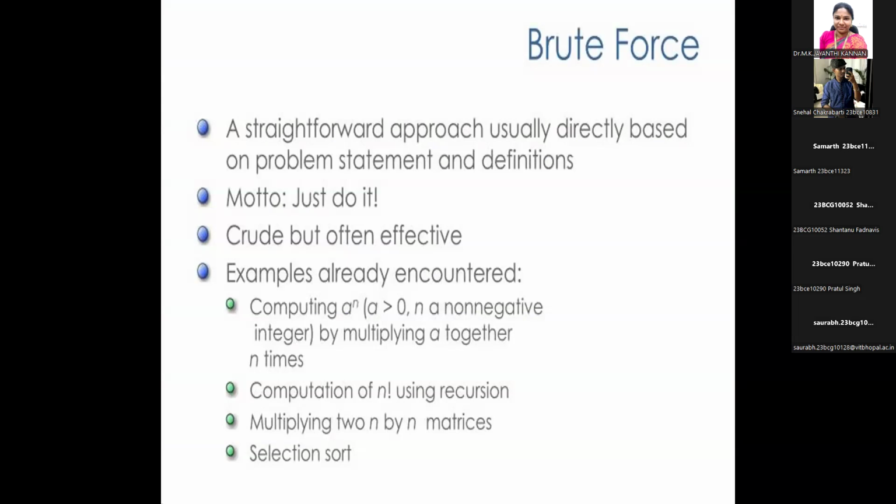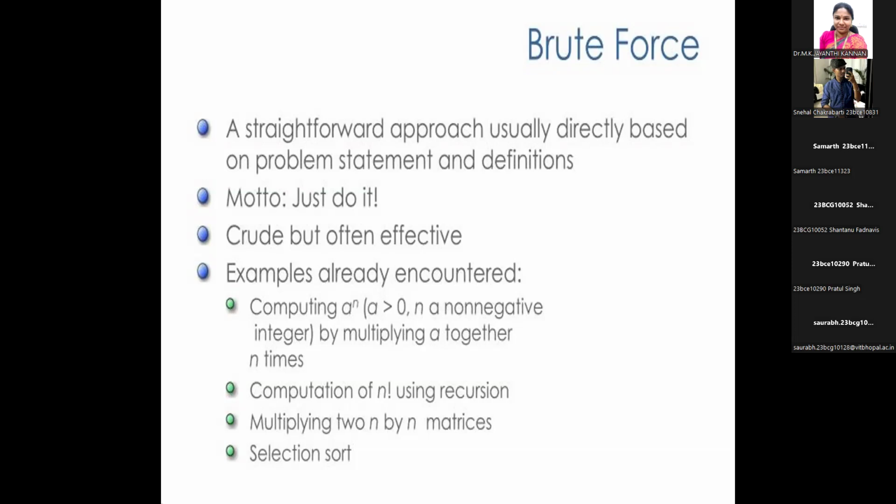The brute force is a straightforward approach, usually directly based on problem statement and definitions. Any problem, they will say some problem. So these are the problems, please solve the problem, or computerize the problem. Then those problems can be solved by using this approach also. So what is the solution?